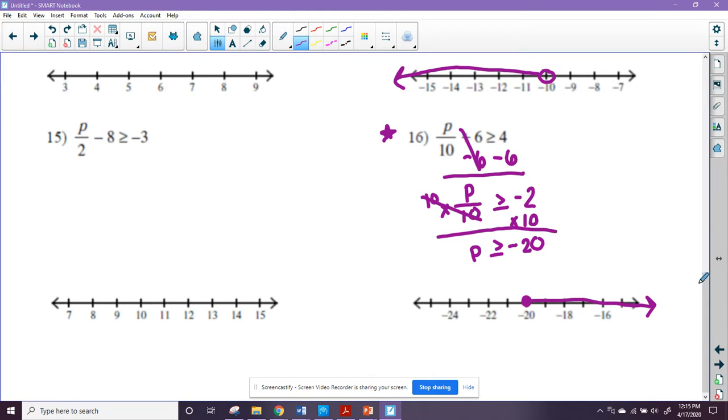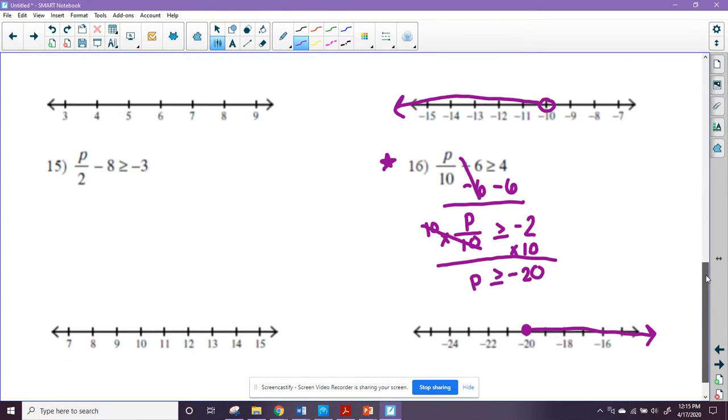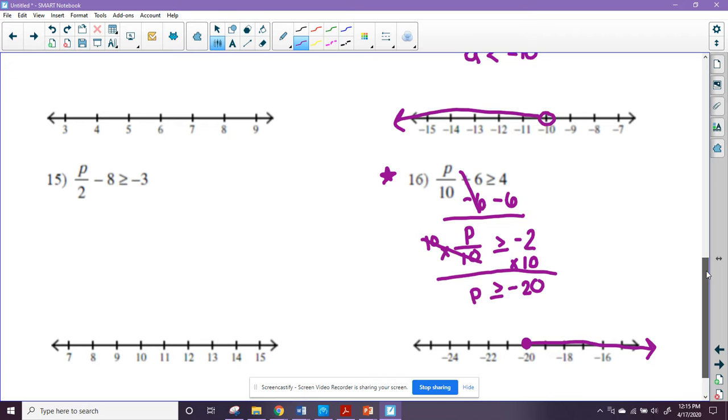So those are 5 example problems that are on your assignment. The other problems that we did not get to, that is your assignment that you need to do today.